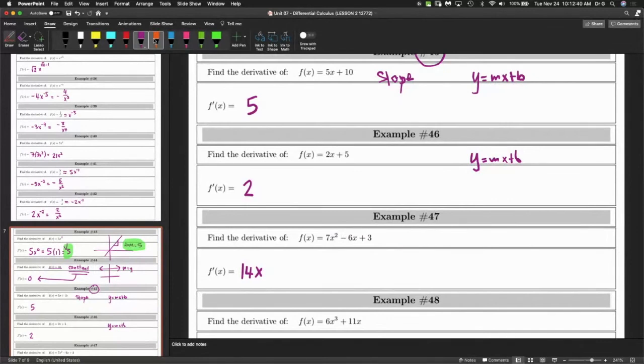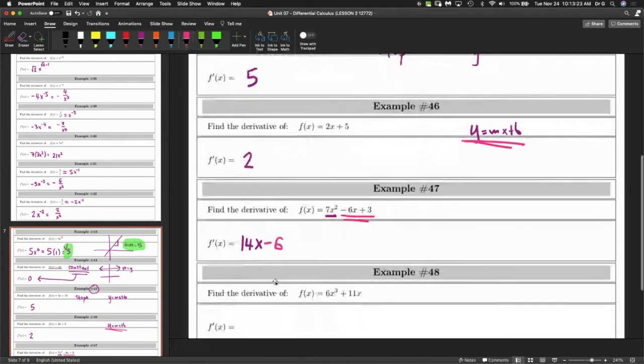Okay, now that takes care of this one. And these ones here, you can do them term by term, or you can do what I asked you in the previous question. Notice that this one here looks like mx plus b. See? What's the slope of negative 6x plus 3? Well, it's negative 6. That's the answer. So with these polynomial type functions, just find the derivative of each term separately.